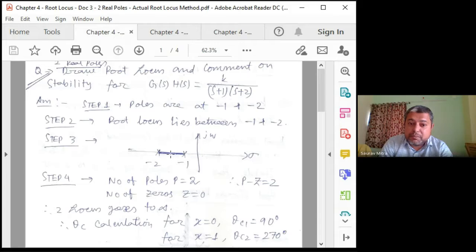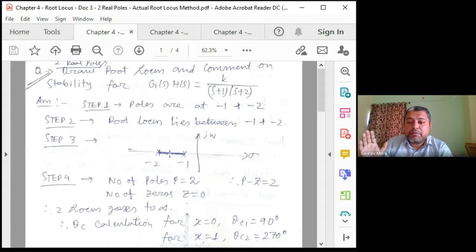Here -1.5 is on the root locus, -1.75 is on the root locus, -1.3 is on the root locus. How can you check that? Any point in between -1 and -2 is on the root locus. How do we test that? Take any point in between -1 and -2, let's say -1.5, and look at its right side.